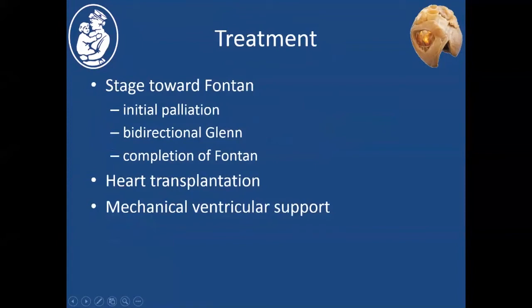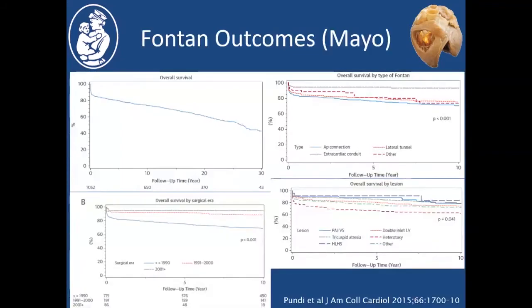And many of these patients end up, particularly double inlet rights, with a heart transplant or some kind of mechanical ventricular support later on. Outcomes for Fontan, we know, are not great. These are data from the Mayo Clinic published about 4 or 5 years ago. And you can see that this is some of the longest term data available. You can see that at 20 years, in their experience, only about 65 or 70% of patients are still alive.